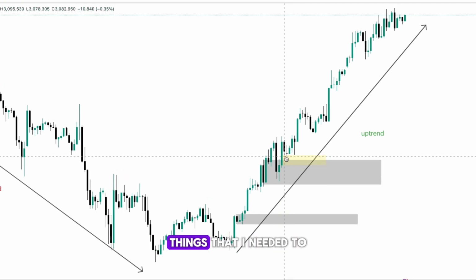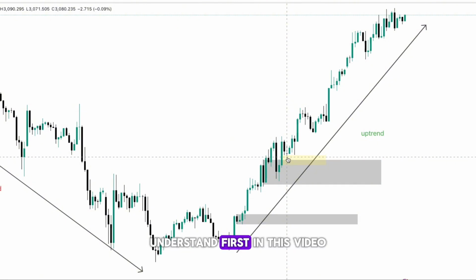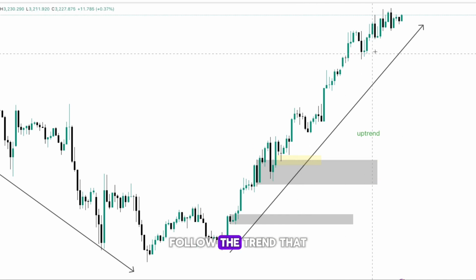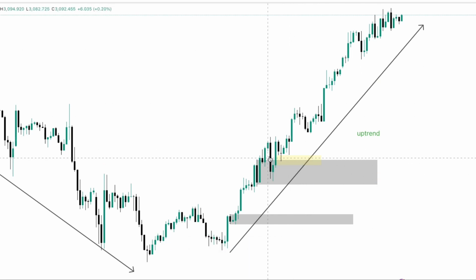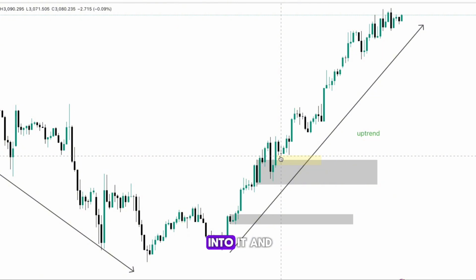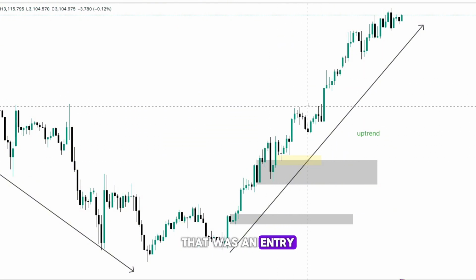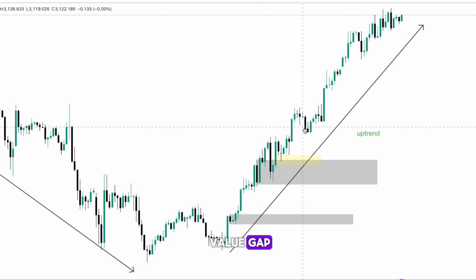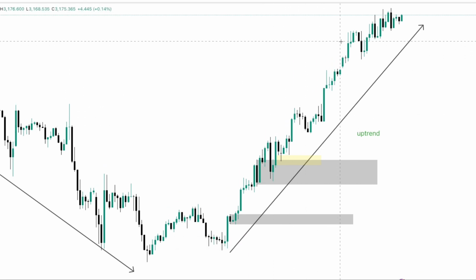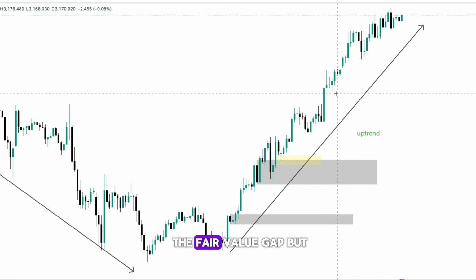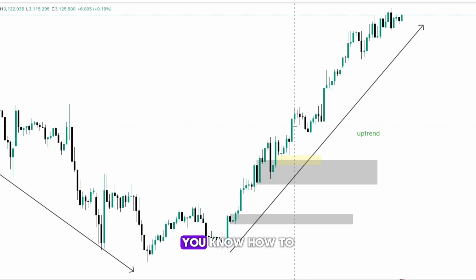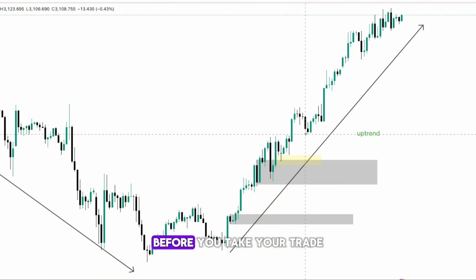But these are the things that I need you to understand first in this video: the fair value gap and the order block, how to just follow the trend that the market is currently printing. You can see inside this fair value gap, we came back, tapped into it, and that was an entry. Another thing, as you can see, we broke this high, gave us another fair value gap. The price respected it, and price is not going to always come back to the fair value gap, but when you know how to identify this fair value gap, you know how to set yourself up and wait for price to come inside the fair value gap before you take your trade.